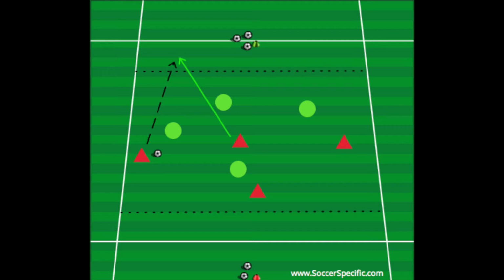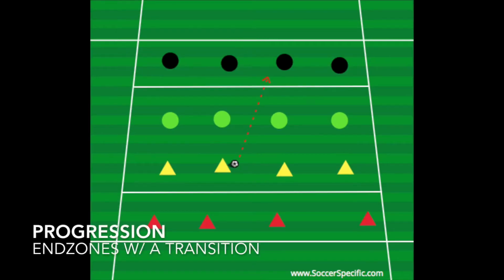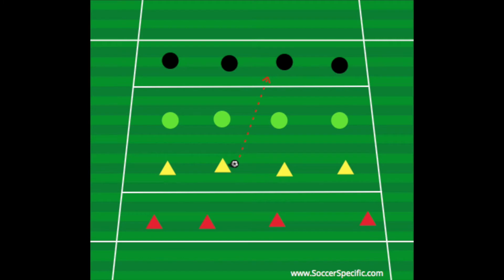When using end zones, you should ask players to focus on making decisions that allow the ball to advance to a forward position. This can mean you're asking players to dribble forward, or again, you can ask players to make a forward pass. A simple progression to a game that involves end zones is adding a transitional moment.